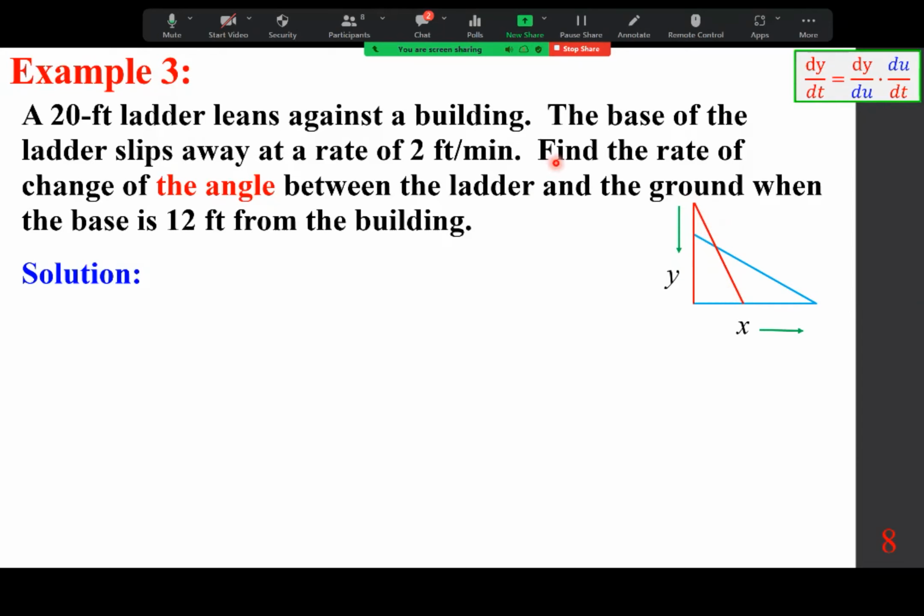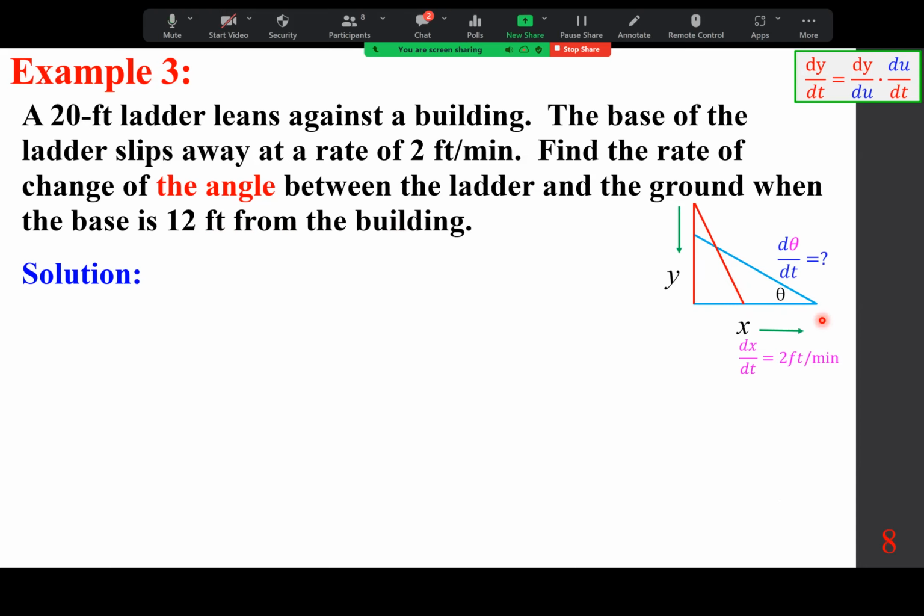Now, which one are we interested in? Find the rate of change of the angle between the ladder and the ground. So this is the one. This is the one we are interested in. So we are interested in when dx/dt is given to be 2 feet per minute. And of course, this is 12 feet from the building. We are interested in finding dθ/dt. dθ/dt.